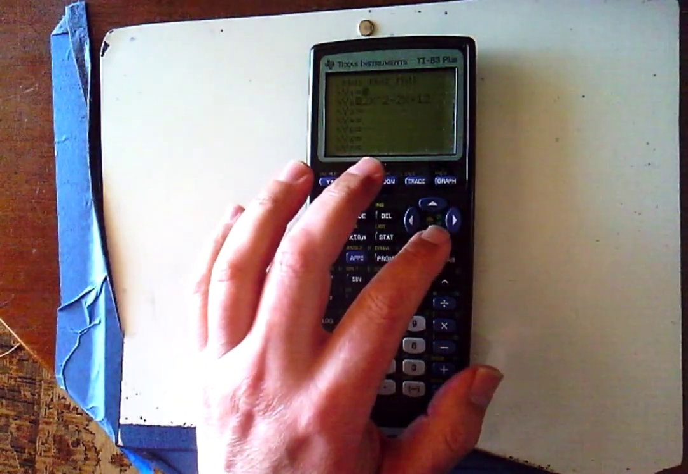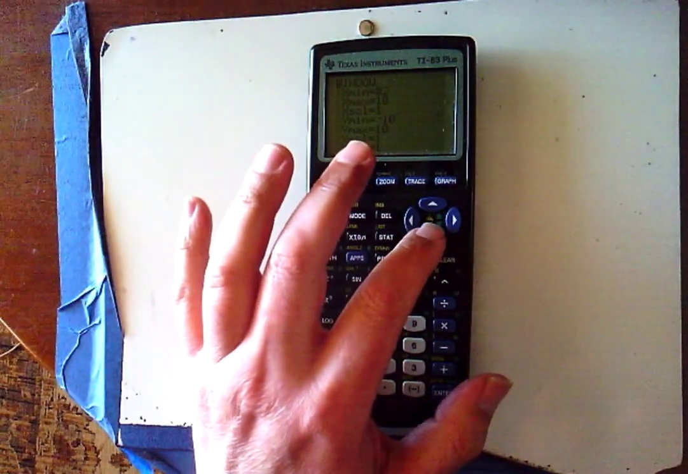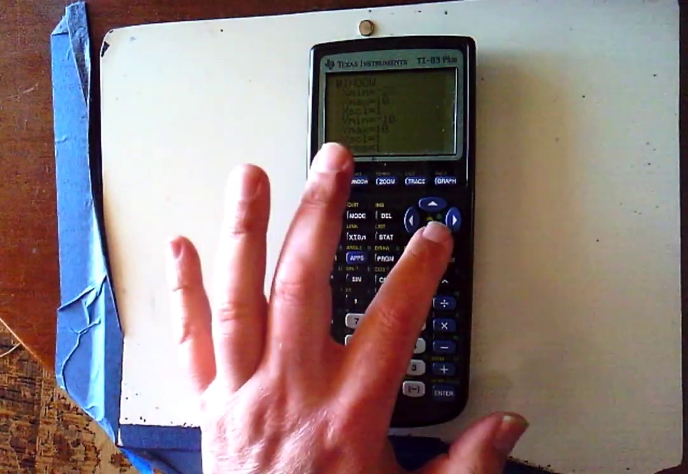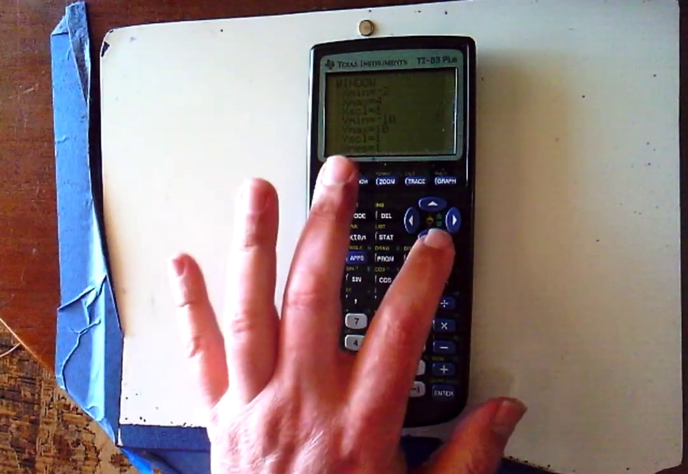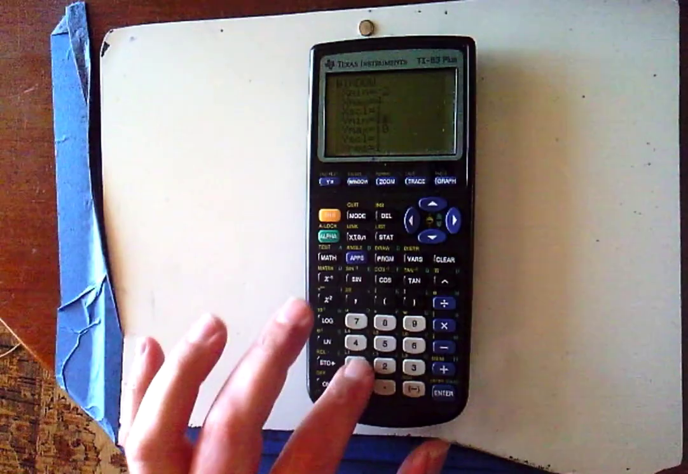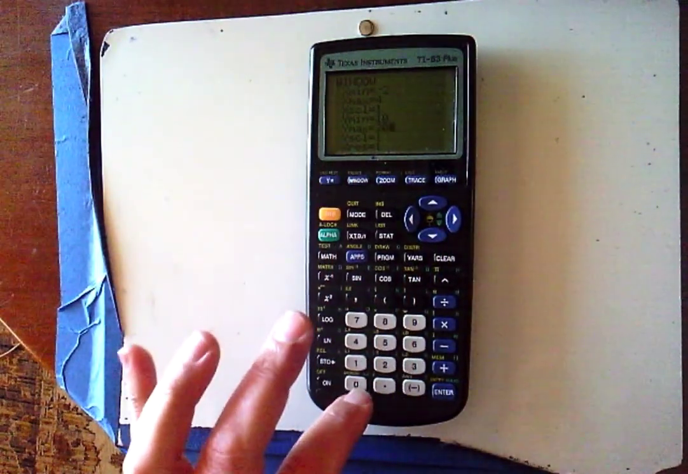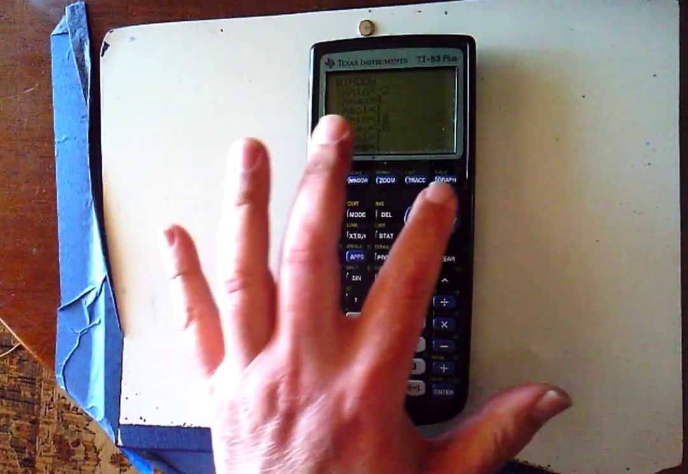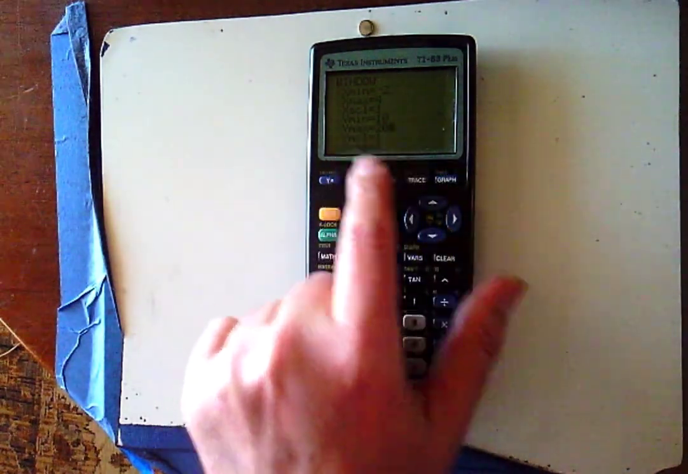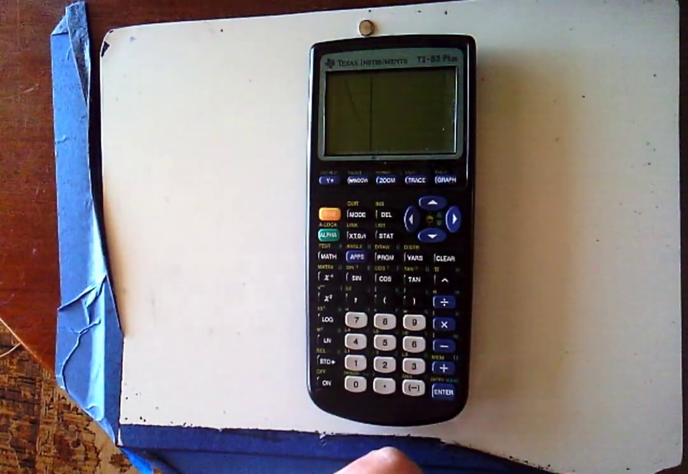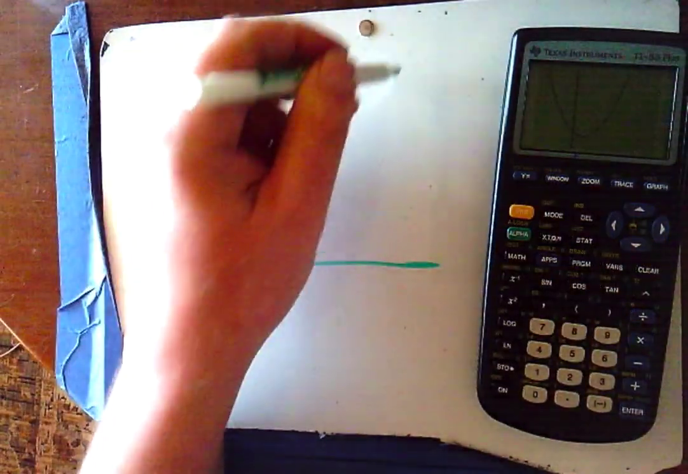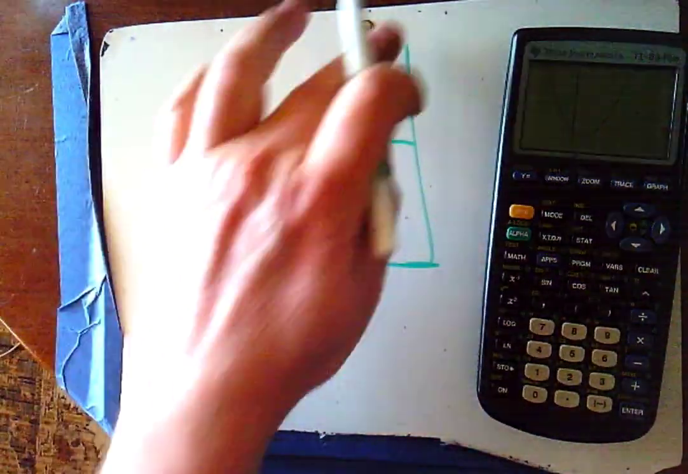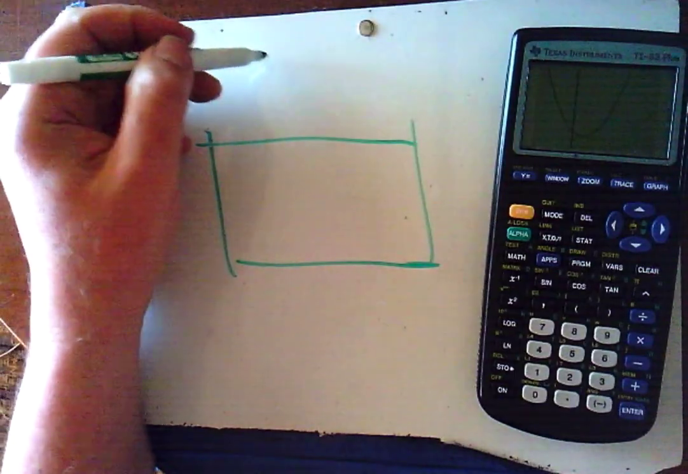All right, I'll just shut up. Go to window, and now I'm typing in -2. I'm typing in 4. I've got a scale of 1 still. My y min is 10. My y max is 20. And my scale is still 1. Then it says once I've typed those in, I should press the graph button. Oh, there's my parabola.